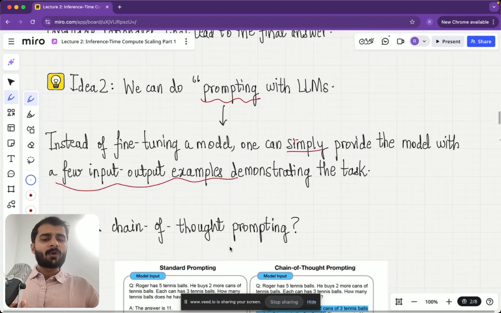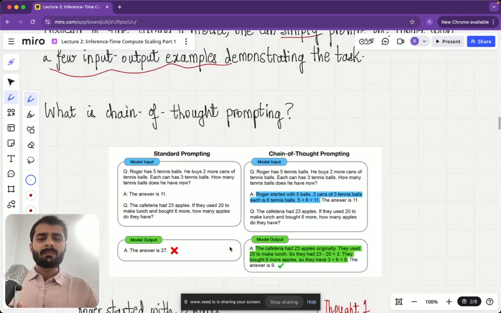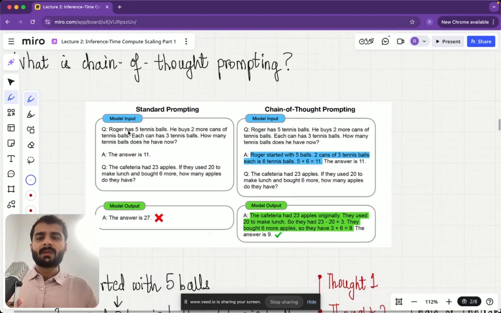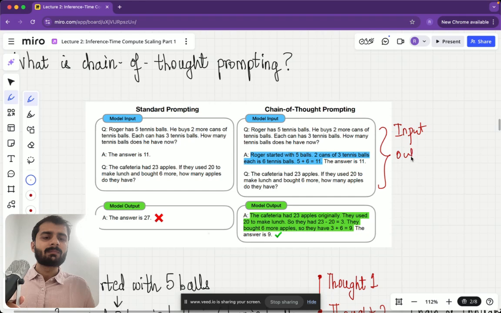So, what is chain of thought prompting? Have a look at the difference between these two. So, here, this is one input output pair. This is the input and this is the output. The input is the same example which we asked before, in which Roger has 5 tennis balls and he buys two more cans of 3 tennis balls. Now, in the output, we don't directly write the answer is 11.